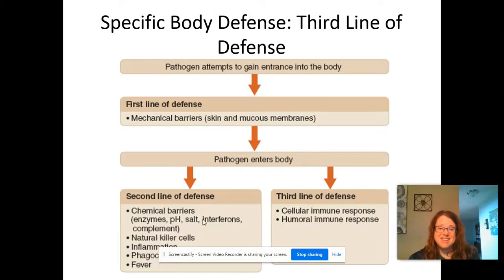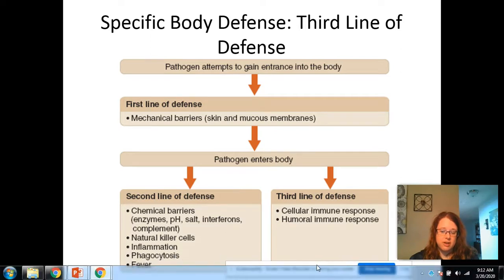Once it gets through the first line of defense, it can go to either the second line of defense or the third line of defense, depending on its attack. Usually it will hit those natural killer cells and those phagocytes, and once it hits those, it usually goes into the cellular or cell-mediated immune response. But this just gives you an idea of how your immune system works.